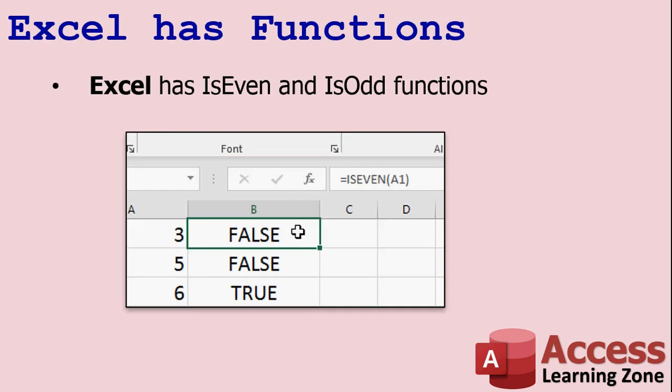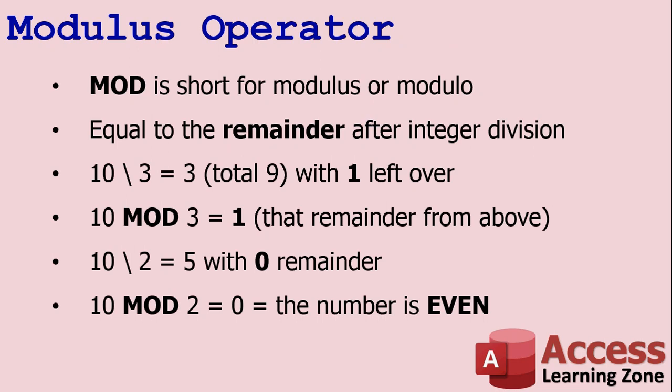Now, if you're familiar with Microsoft Excel, Excel has two functions, IsEven and IsOdd, and that makes finding even or odd numbers very easy. Unfortunately, Microsoft Access has no such functions. However, we can use the Modulus operator to determine if a number is odd or even. MOD is Modulus, or Modulo, and that's equal to the remainder after an integer division.